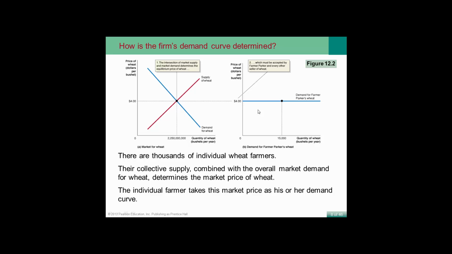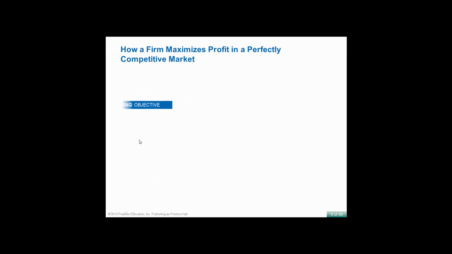So here is market equilibrium. That becomes the individual farmer's demand. This is the market as a whole, and this is the individual farmer. So no matter what they sell, it's $4 per bushel.